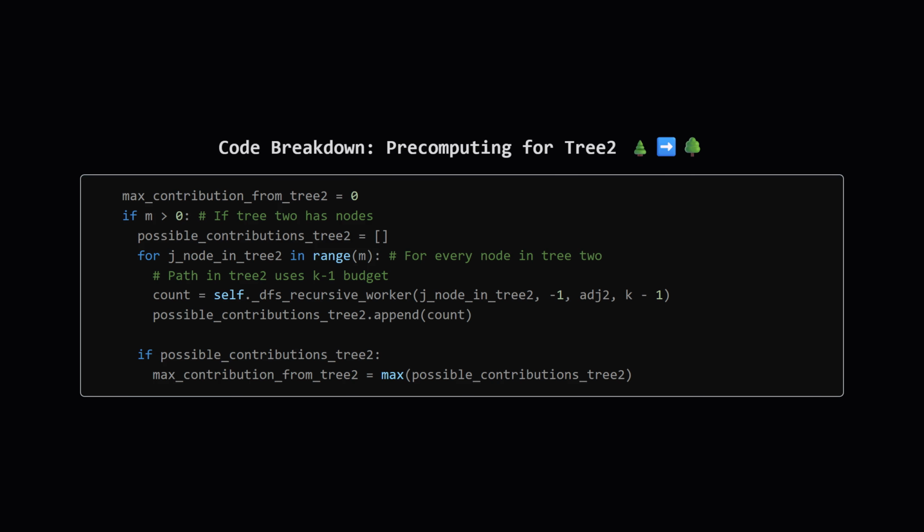Next, we figure out the max contribution from tree 2. If the second tree actually has nodes, that's what m greater than 0 checks, we loop through every single node in it. For each of these nodes, which we can call j node in tree 2, we use our DFS worker. Remember, for the second tree, the distance budget is k-1. We store all these counts and then find the biggest one. This becomes our max_contribution_from_tree2.